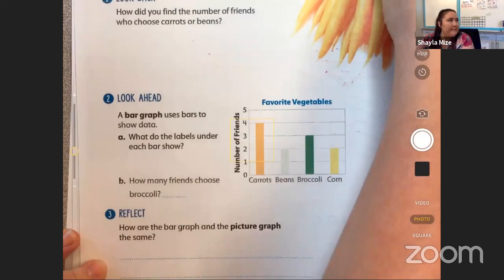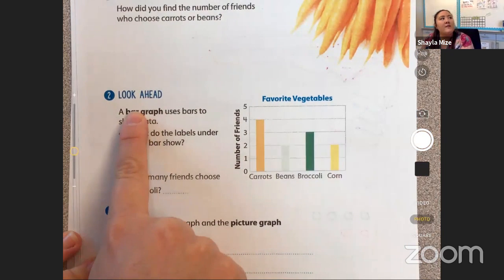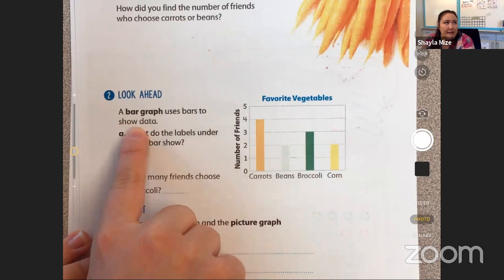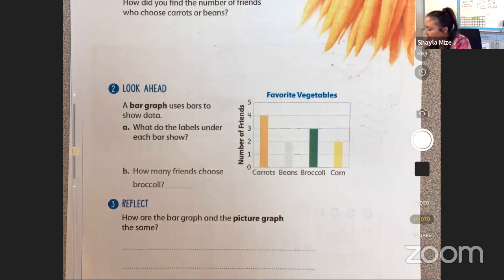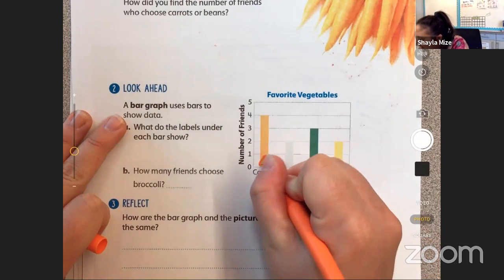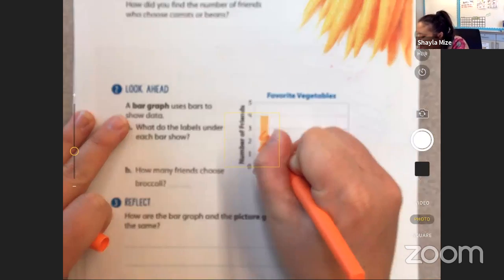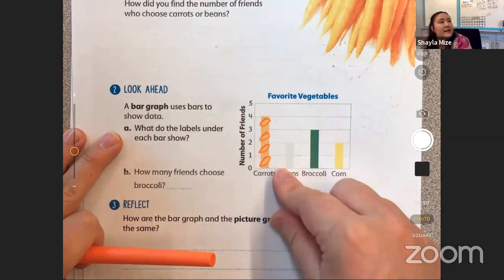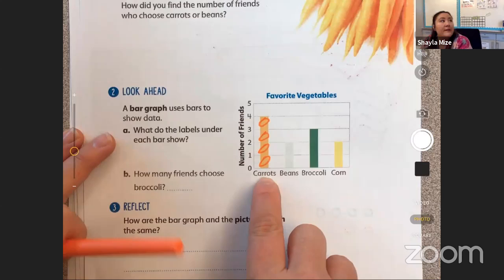So then now we're going to look ahead a little bit. We also have what's called a bar graph. And a bar graph uses bars to show the data. So instead of drawing pictures, for example, they had little carrots like this, 1, 2, 3, they had 4 carrots. They instead just drew a bar graph to represent it. I do like that they color coded it.